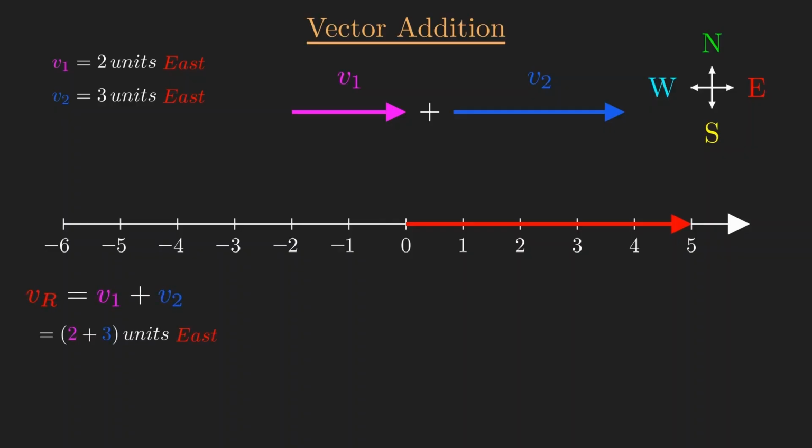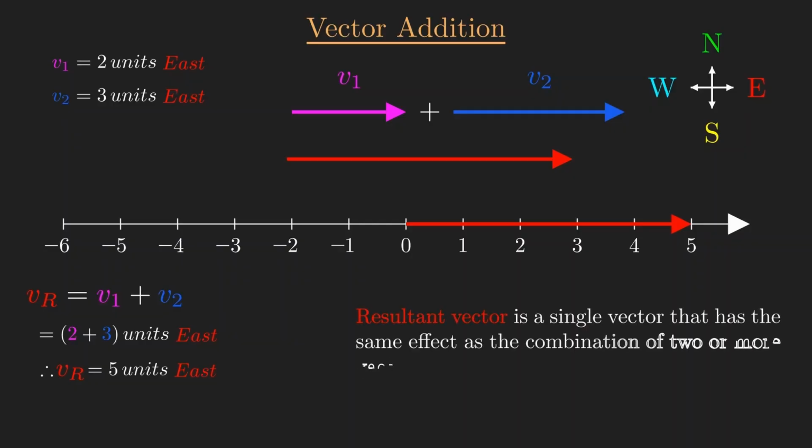So this is a calculation. VR is v1 plus v2. Add the magnitudes, 2 plus 3 units, and the direction is east. And then that gives us 5 units east, as we have seen in our diagram. So that is our resultant vector there.